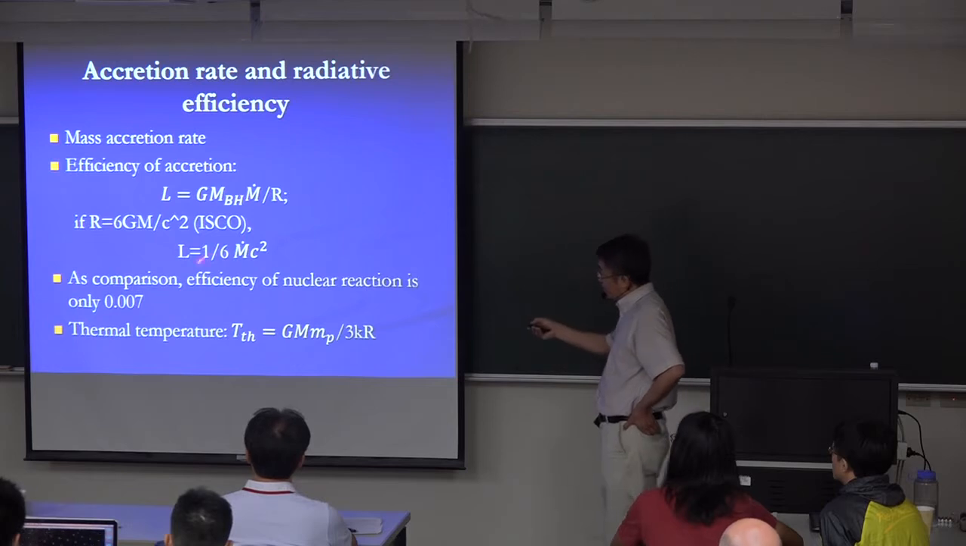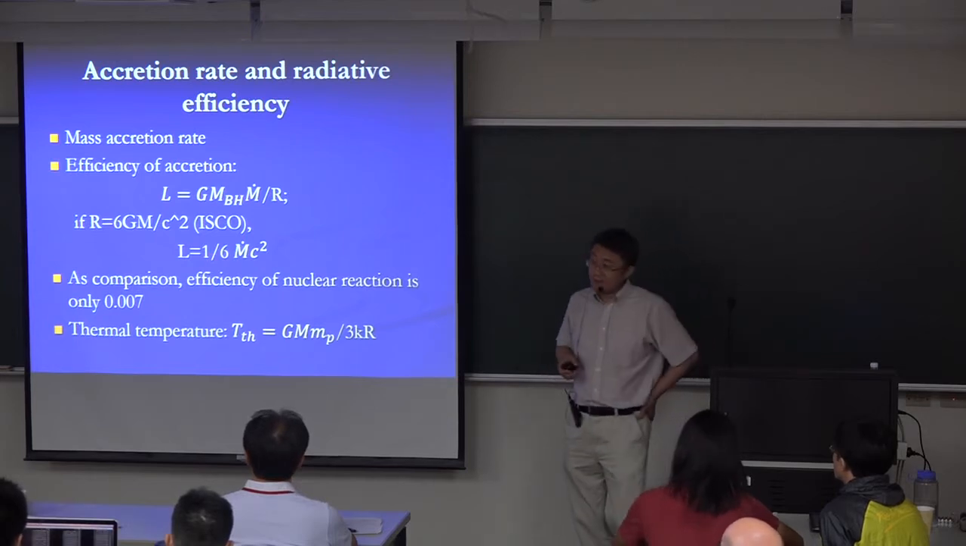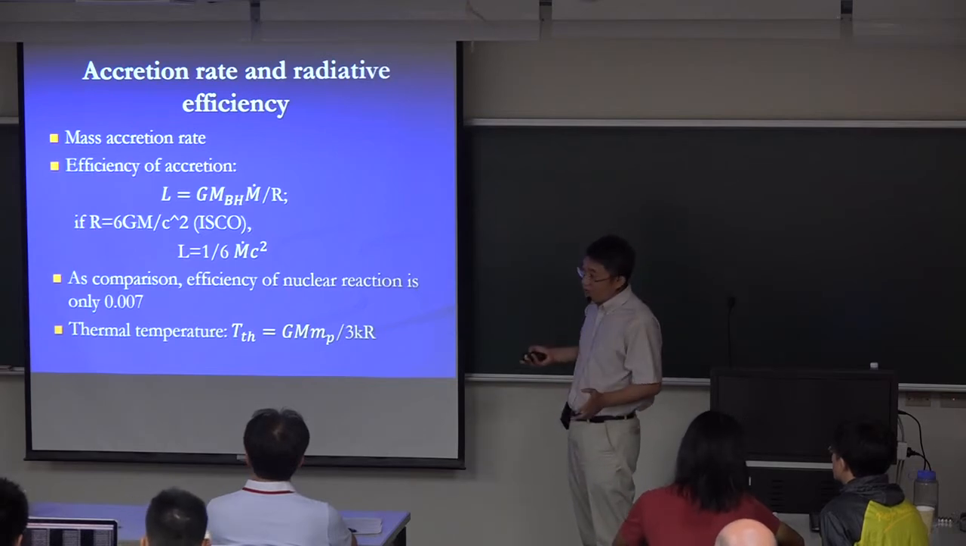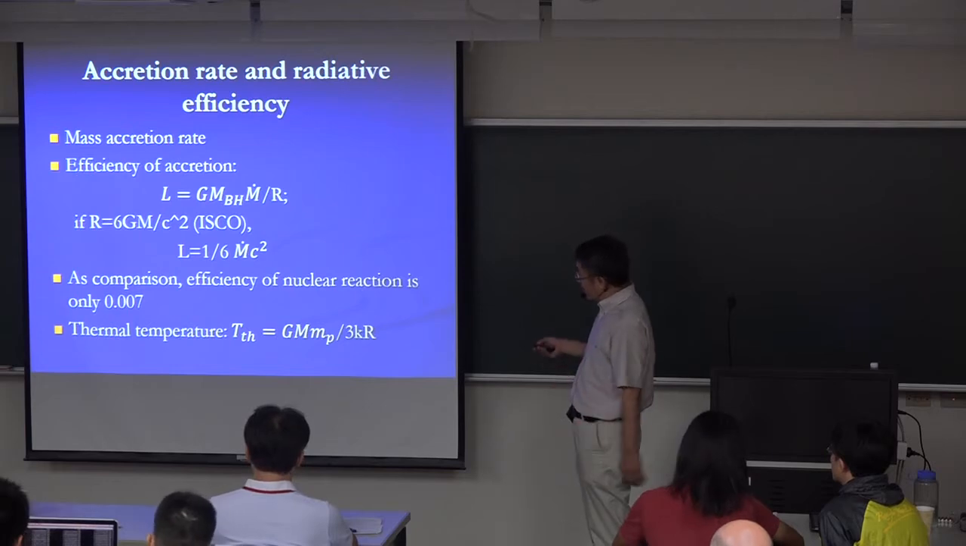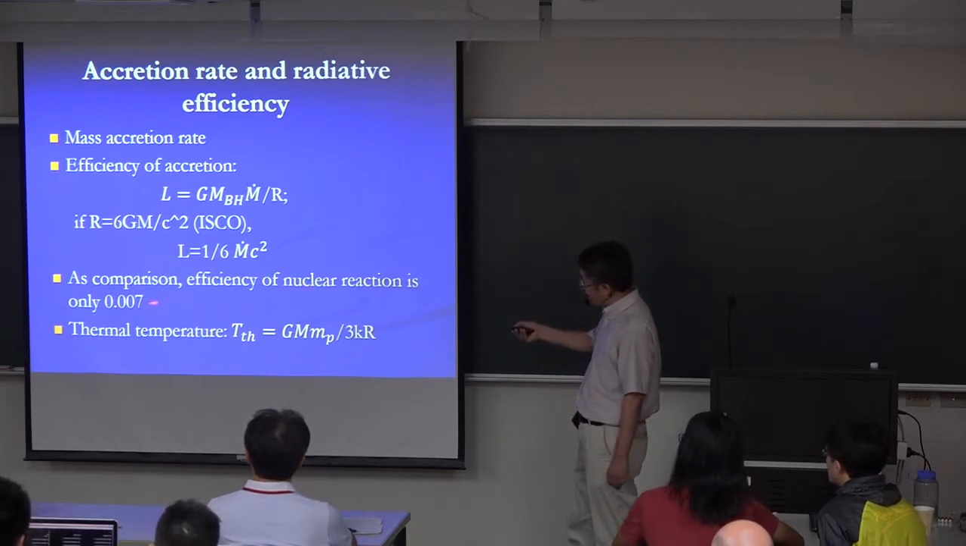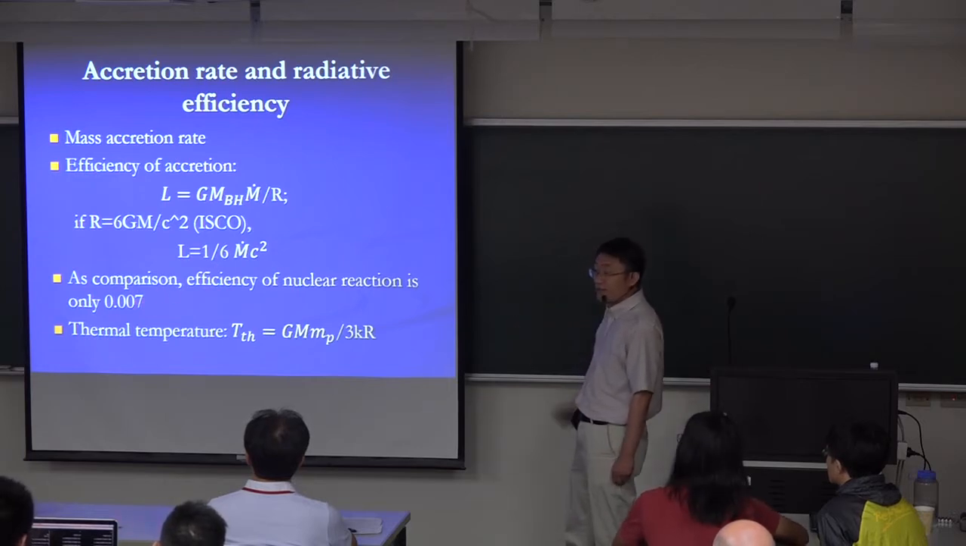This number is quite high, especially compared to other forms of energy production, say the chemical energy, if we burn oil or coal and so on. And it is even much higher than nuclear reaction. For nuclear reaction, the efficiency is only this value. So this number is much higher than this value.